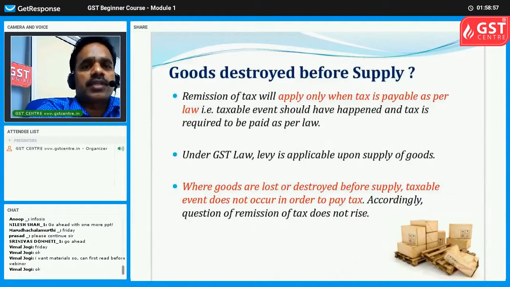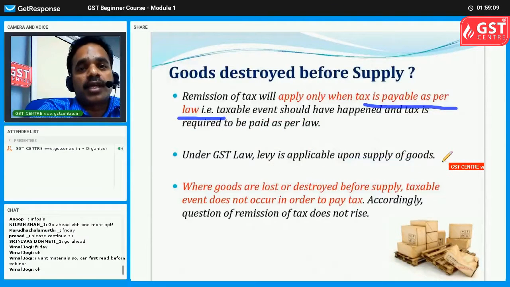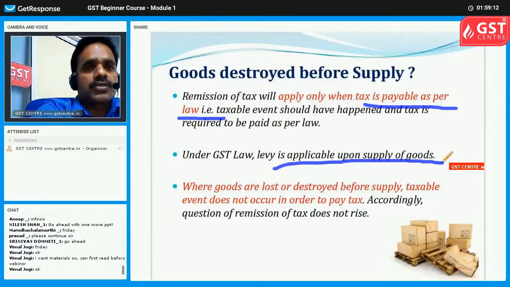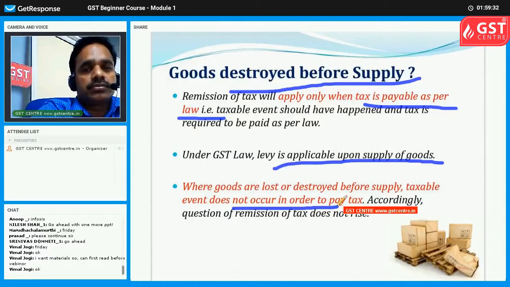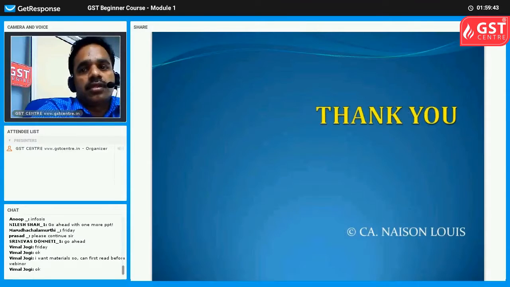Then, what will be the situation if goods are destroyed before supply? Remission of tax will apply only when tax is payable as per law. When will tax liability come? After supply; it is applicable only upon supply of goods. So the taxable person will be liable to pay tax only on supply, and if the destruction or loss is before supply, he is not liable to pay tax and remission is not available. You got the point? If the goods are destroyed or lost before supply, there is no remission of tax. There is no liability of tax.